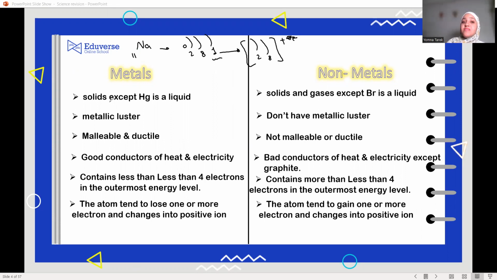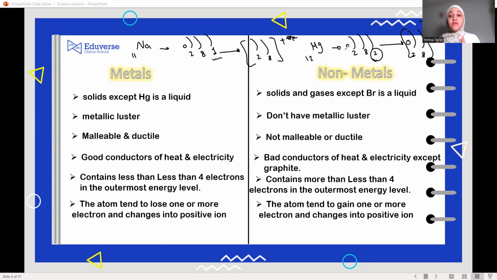Okay, what about the magnesium? Magnesium is 12. So it's 2, 8, 2. So it's going to lose 2 electrons. So it's like 2, 8, and here positive 2 because it loses 2 electrons. So when it loses electrons, it's positive. So metals form positive ions.